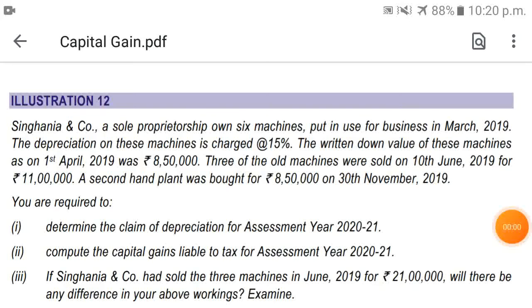Hey everyone, I'm back with a video on part 2 of capital gain, in which I'll be covering the rest of the illustrations of ICAI study material.